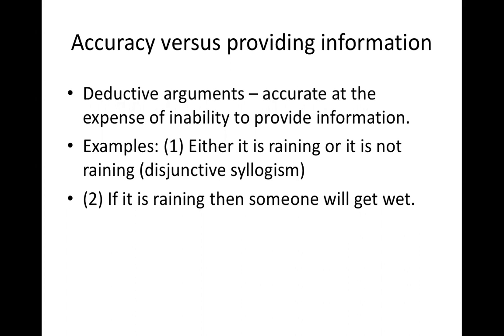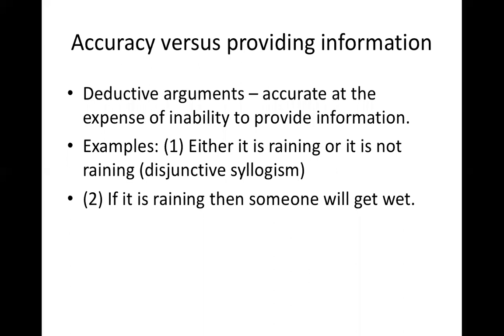Either it is raining or it is not raining. But does it provide you information about whether it is raining? It doesn't. It doesn't tell you whether it will actually rain. So that's why we say deductive arguments are accurate at the expense of the inability to provide information.